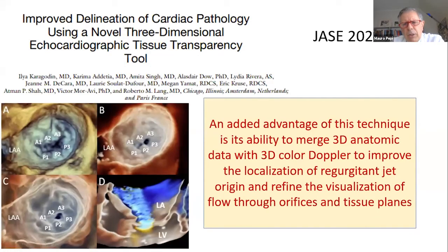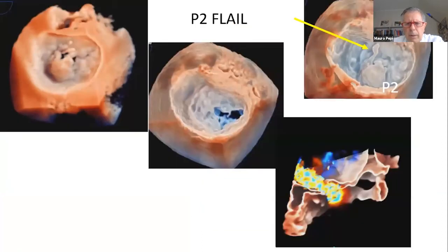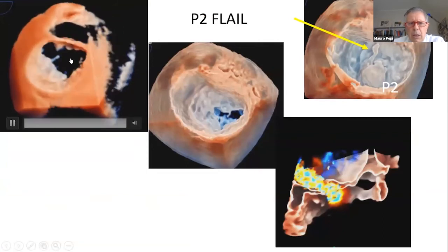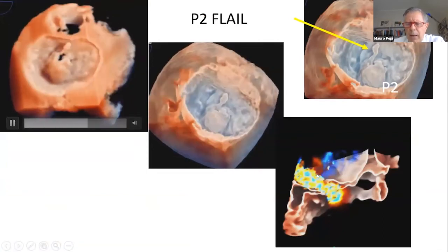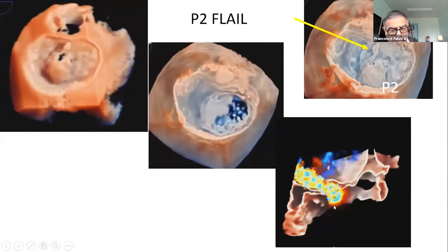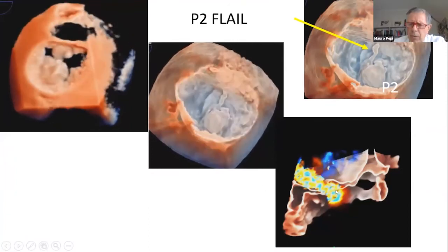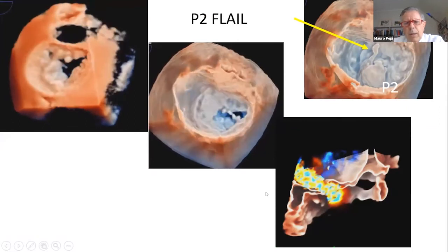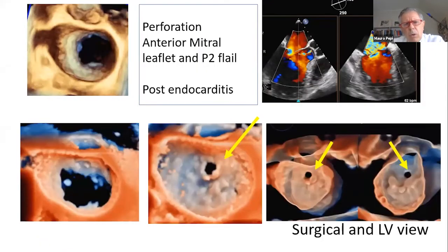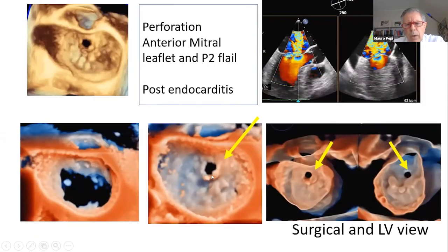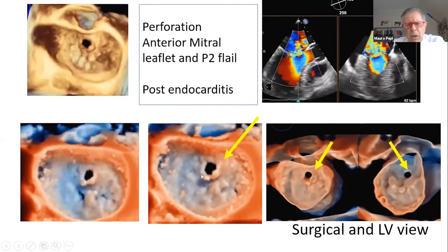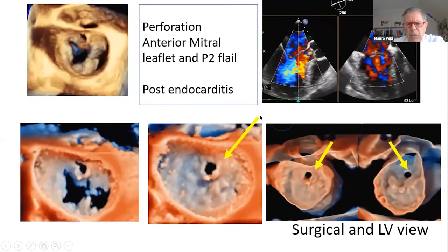Another advantage is new data, this transparency tool that may merge the Doppler with the anatomy. You see this P2 prolapse with flail chordae, and this image of the leaflet, the effects of the leaflet. And also how easy it is to evaluate this perforation of the valve with this new rendering.